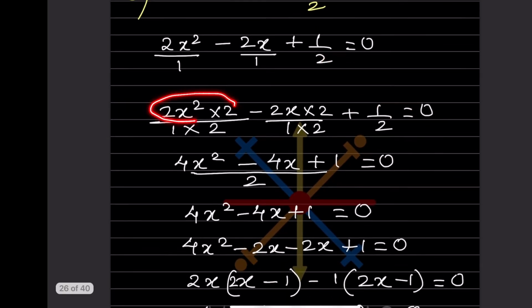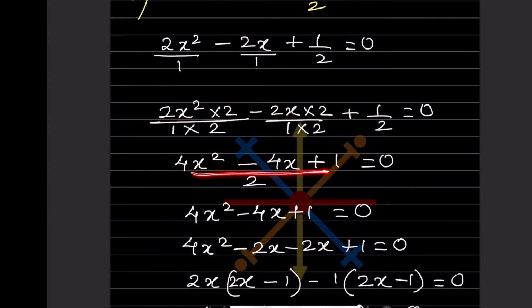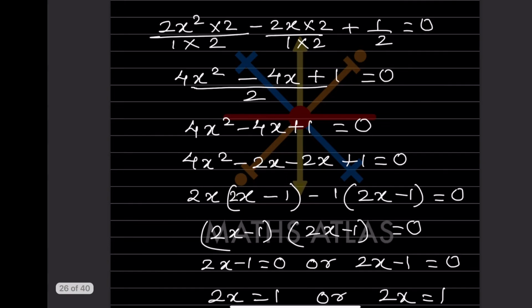So what do we get over here? 2x square into 2, that is going to be 4x square. This is going to be minus 4x. This plus 1 as it is. And the LCM, that is 2, is equal to 0. So now what are you going to do? The numerator we will write as it is. This 2, if we take it on the right hand side, is going to get multiplied. So 0 into 2, you know anything multiplied by 0 is 0. So that is going to be 0.